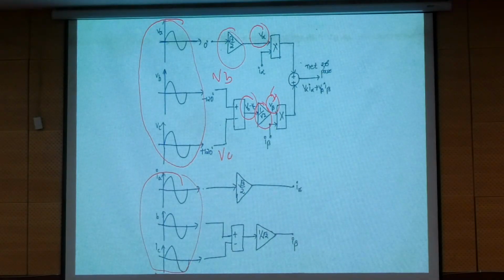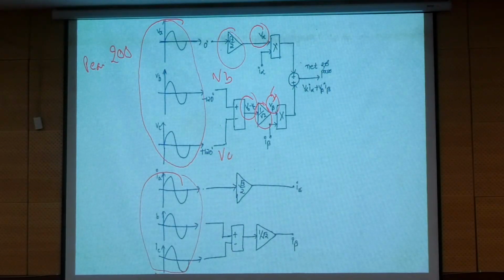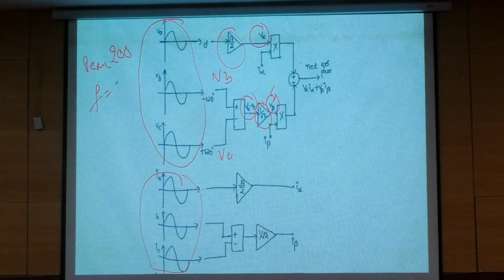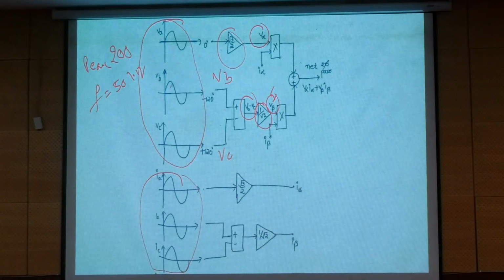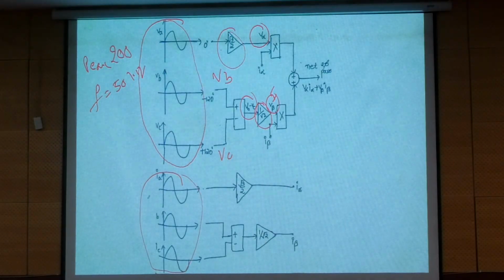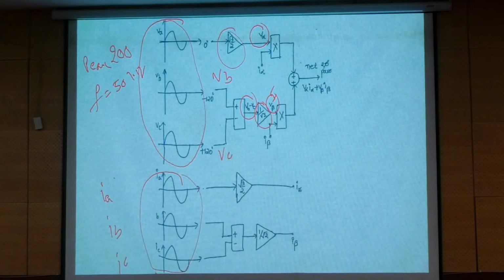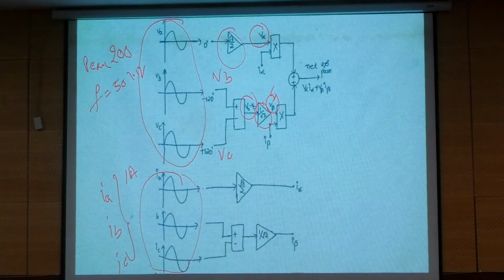Here, peak value you can take, what my request is, you can take peak 200 volts, frequency you can take 50 hertz, right? Time delay between A phase to B phase 120 degrees you can take, or 2 pi by 3 radians. Here, these currents IA, IB, IC, you can take peak value 1 amp, right?